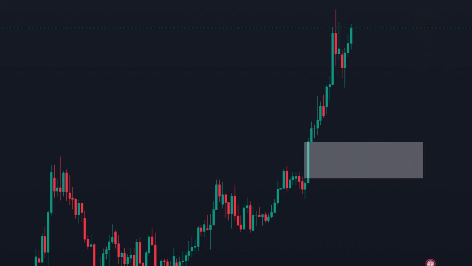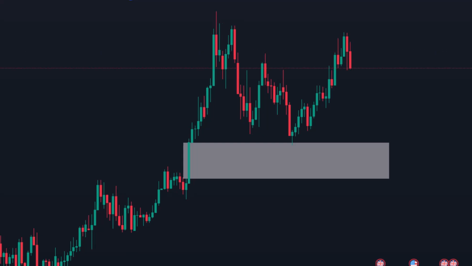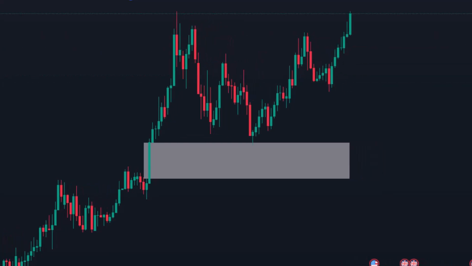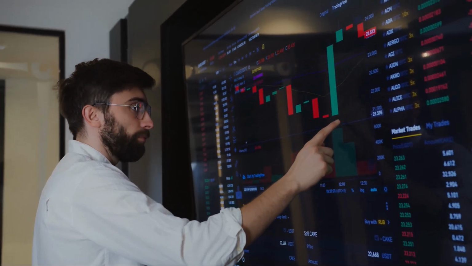Moving on to number 5. Fair value gaps that form near a break of structure are gold. If you manage to spot these types of fair value gaps, they have one of the highest win rates compared to other setups. When a fair value gap forms near and after a break of structure like this one, it signals a high win rate setup. In such cases, the price has a higher likelihood of retracing to this gap and bouncing from it.